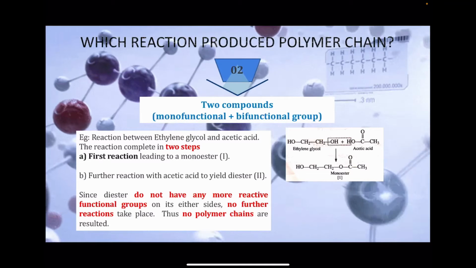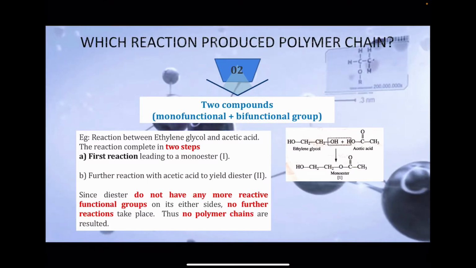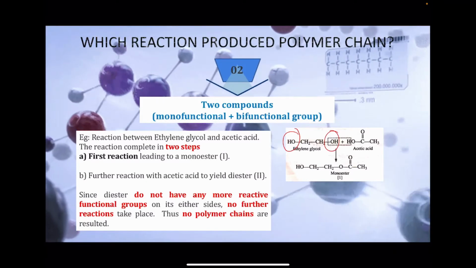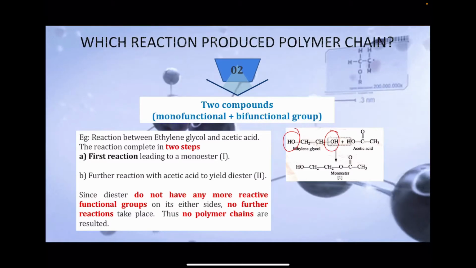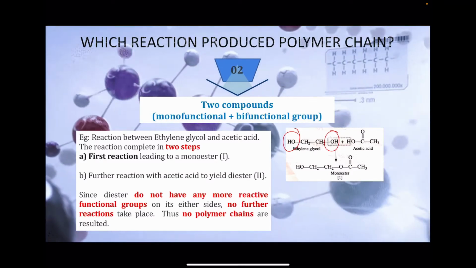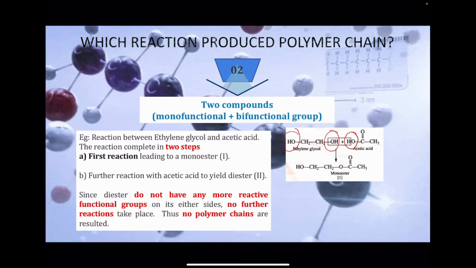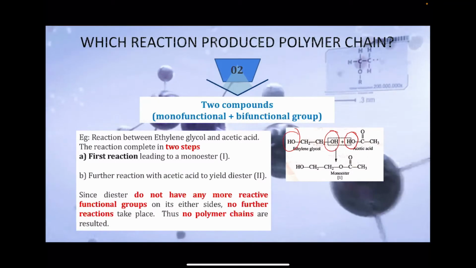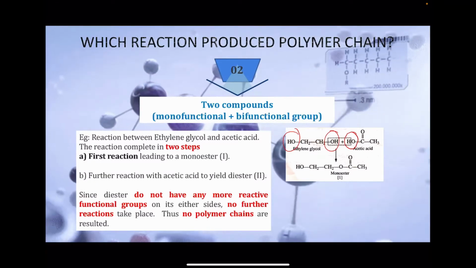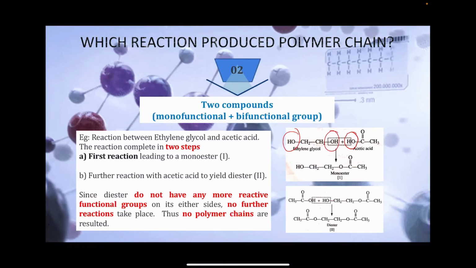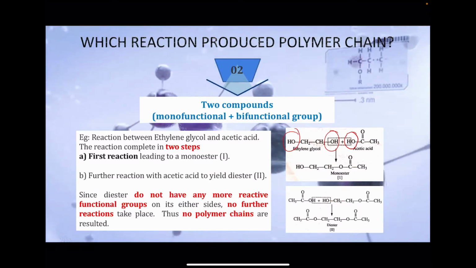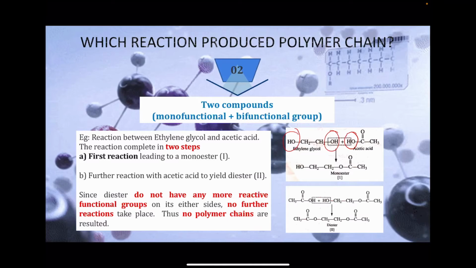If you can see, the ethylene glycol is bifunctional because it contains two reactive groups. Meanwhile, the acetic acid only contains a monofunctional group because it has only one hydroxyl group. Then the ethylene glycol and acetic acid will react to form the monoester. Further reaction of the monoester with acetic acid, which has a monofunctional bonding site, will yield the diester.